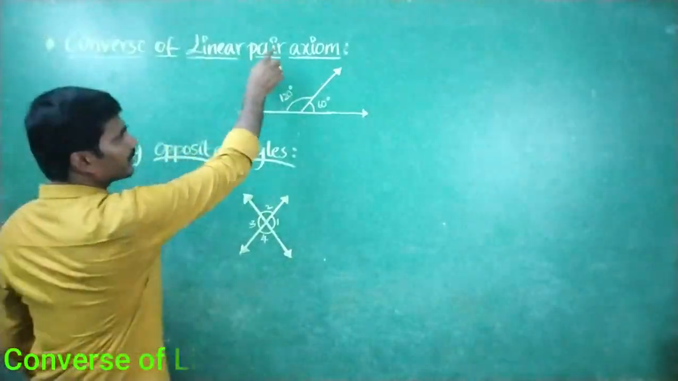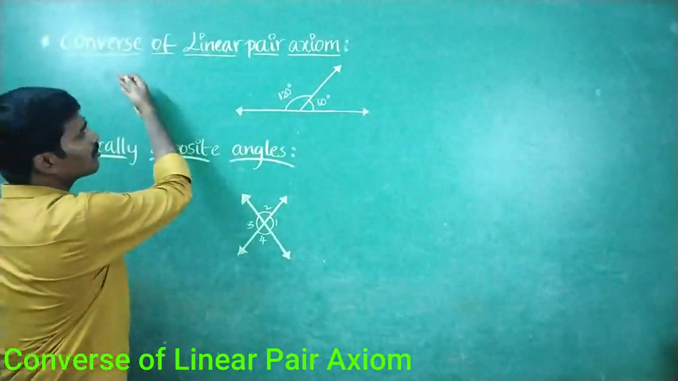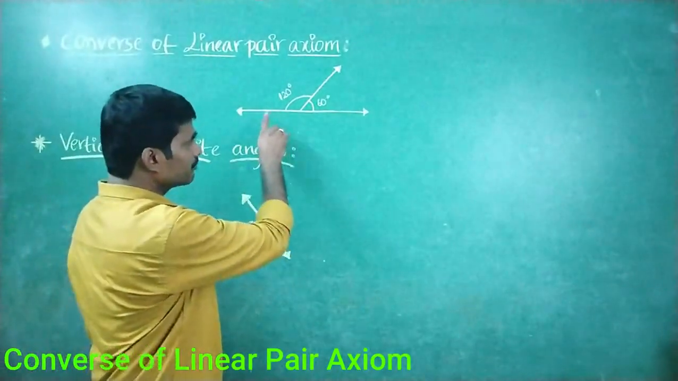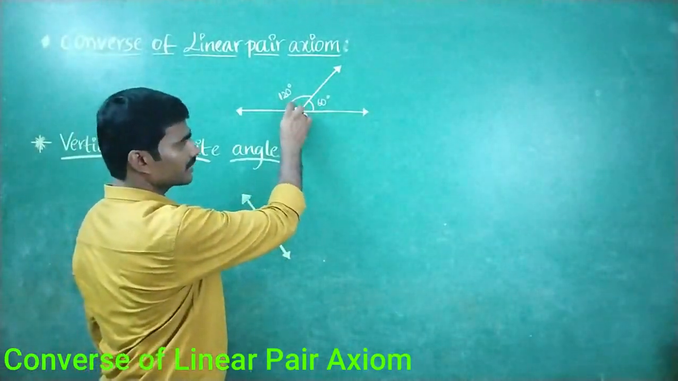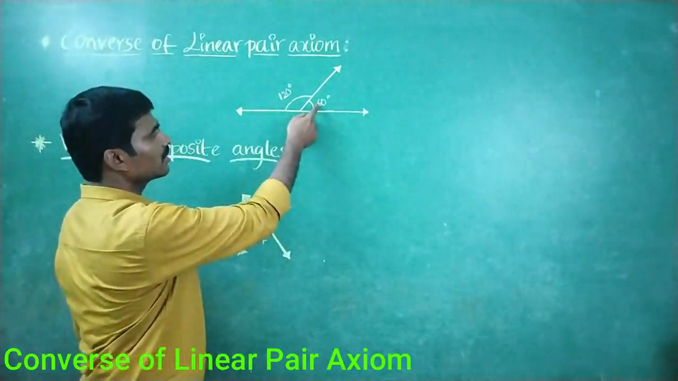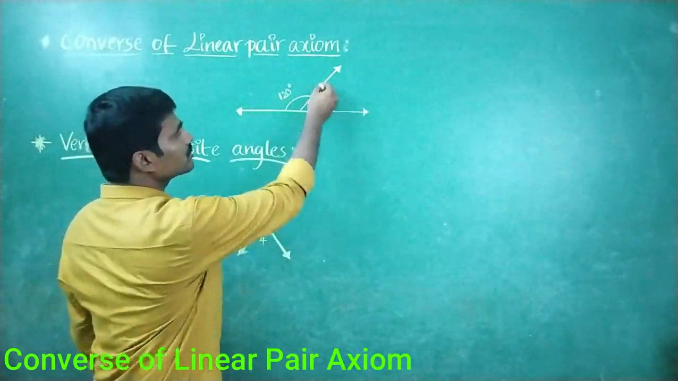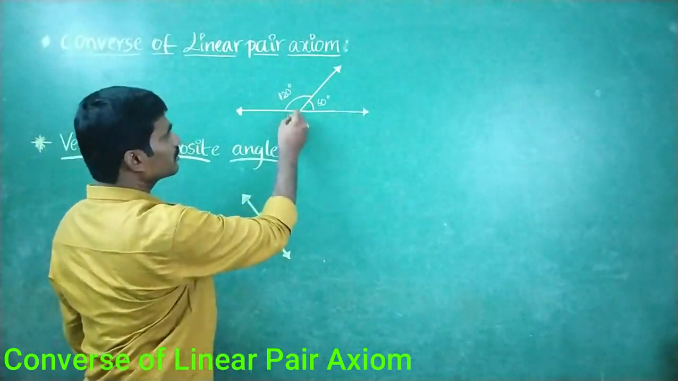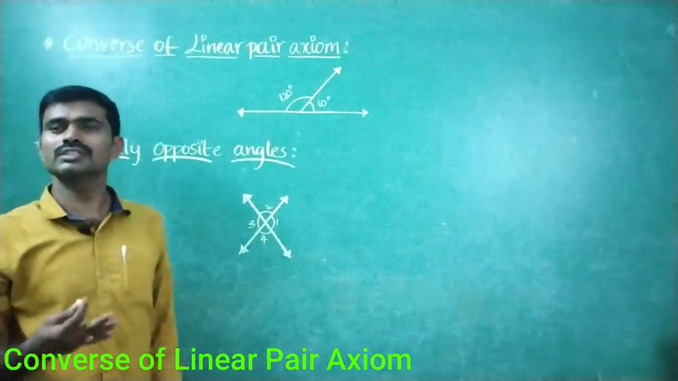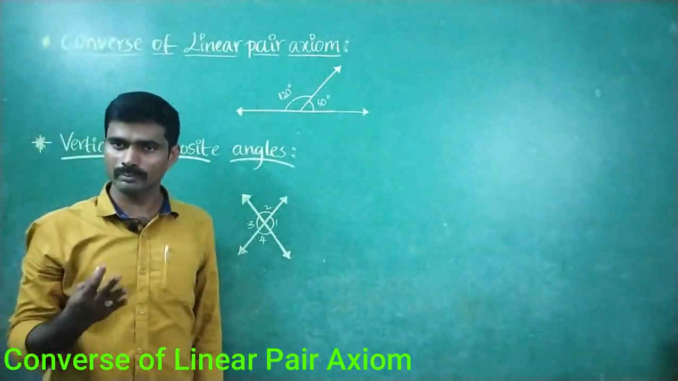Converse of linear pair axiom. What is the converse of linear pair axiom? If the sum of two adjacent angles is 180 degrees, with this as the common arm, then the non-common arms form a straight angle. So this is the converse of the linear pair axiom.